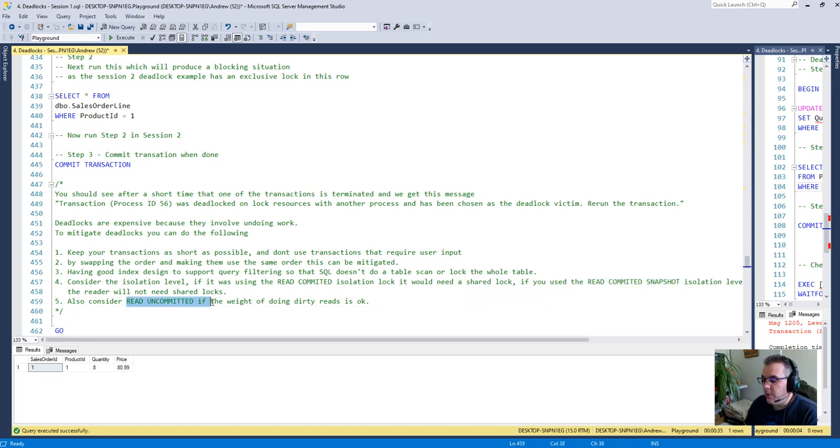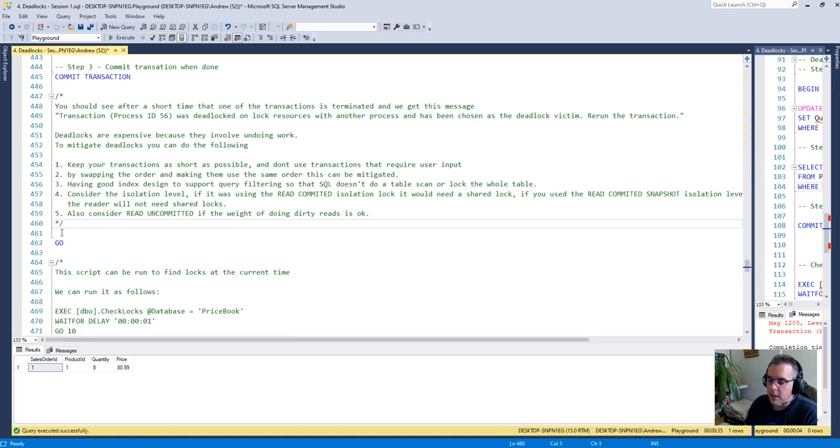Also consider read uncommitted if the weight of doing dirty reads is okay. So if you weigh up that you're not bothered about dirty reads, you can put read uncommitted on. If you do that, it will speed up your procedure. Recently I had a procedure that was taking 2.5 minutes with the default read committed. The data was never changed after that because it came in as a batch of items, so I changed the stored proc to use read uncommitted, and it went down to a minute, so you could see the performance difference.